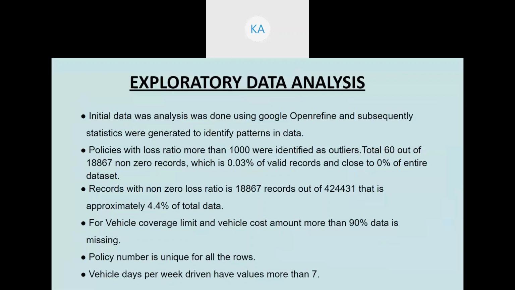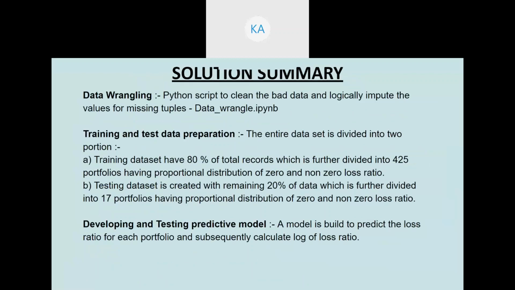We also determined that columns vehicle coverage limit and vehicle cost amount had more than 90% of the data missing, so we determined it may be an insignificant feature to include. Also, column vehicle days per week had values of more than 7, which did not seem logical considering there's only 7 days a week, so values could not exceed 7. With this in mind, we were already moving towards a cleaner data set. Now we could continue the big data process with an efficient solution summary. Our solution was done in 3 phases: data wrangling, train and test data preparation, and developing and testing predictive models.